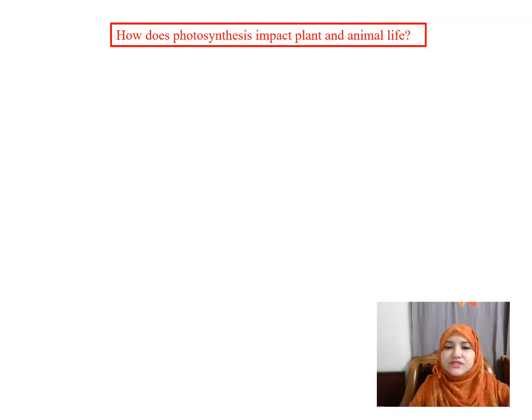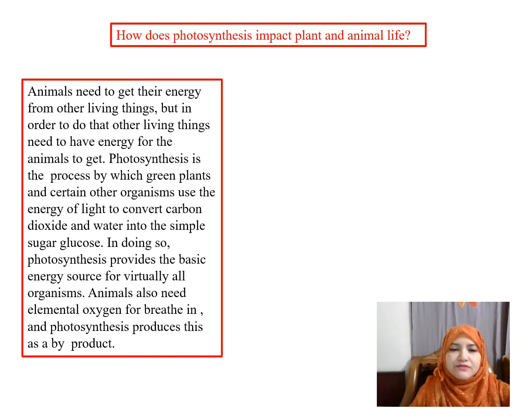Next, how does photosynthesis impact plant and animal life? This is an important concept. Animals need to get their energy from other living things, but in order to do that, those other living things, that means plants and other animals, need to have energy for the animals to get. Photosynthesis is the process by which green plants and certain other organisms use the energy of light to convert carbon dioxide and water into the simple sugar glucose, which is the food, which is the source of energy.